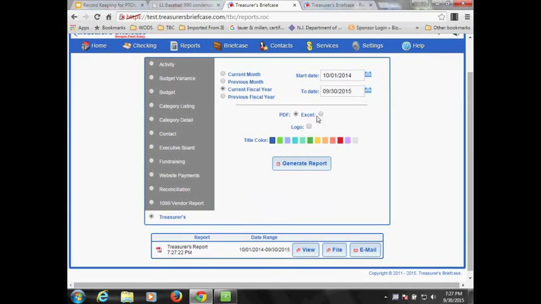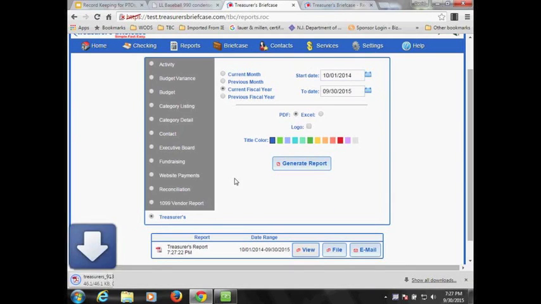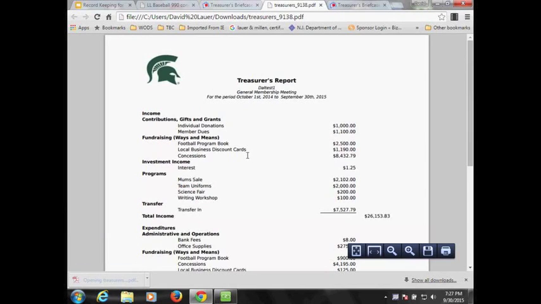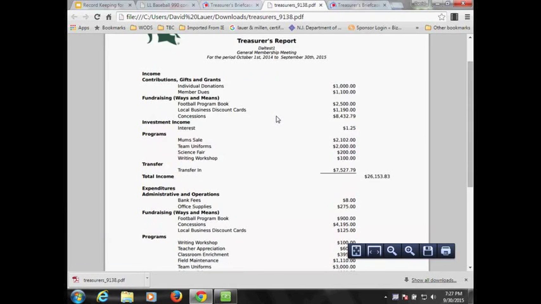You'll notice I can generate it as a PDF or as an Excel. I can view it. I can file it in my treasurer's briefcase, my digital briefcase, or I can email it. I'll view it. And you'll see just like that, we've created our treasurer's report.